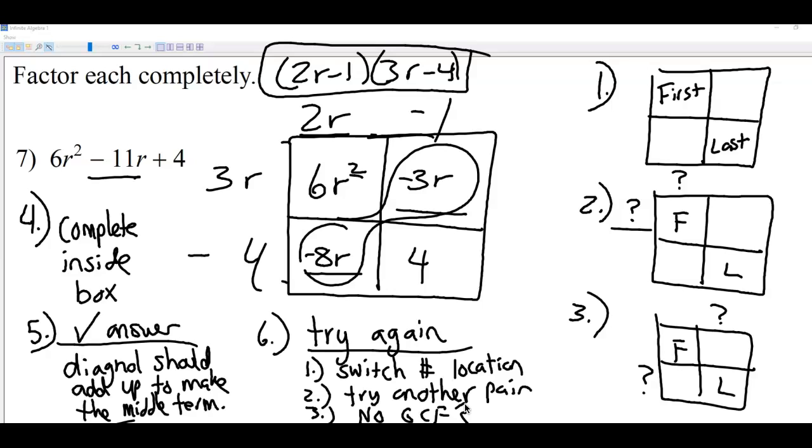And I knew from the beginning those twos weren't going to work, but I wanted you to see the steps of what to do if it doesn't work. Because sometimes even if you don't have GCFs, you still have to mess with things. It's still not going to work out 100% of the time.